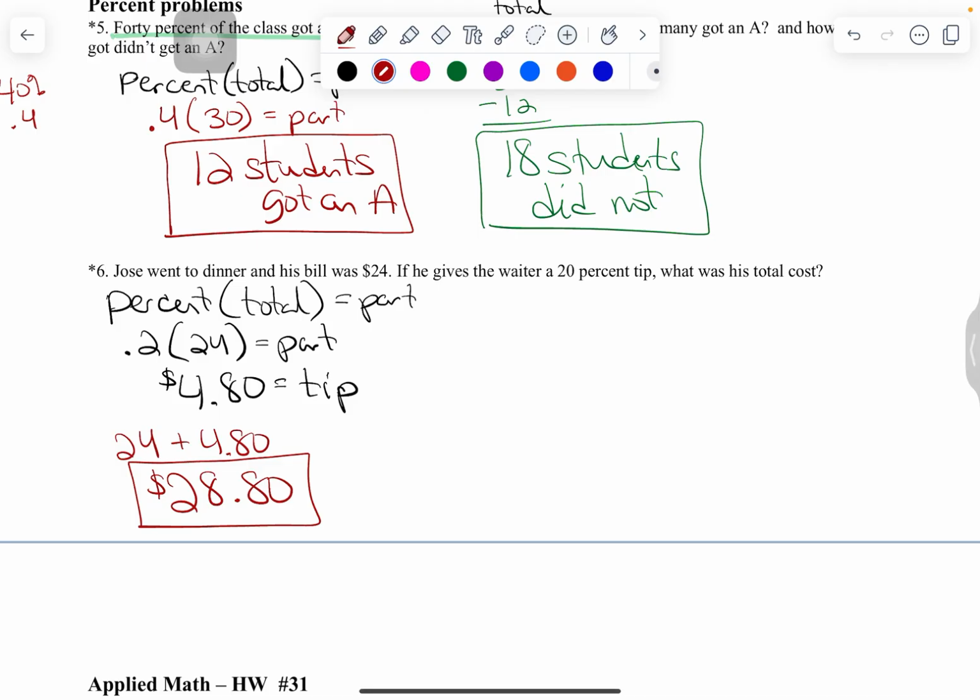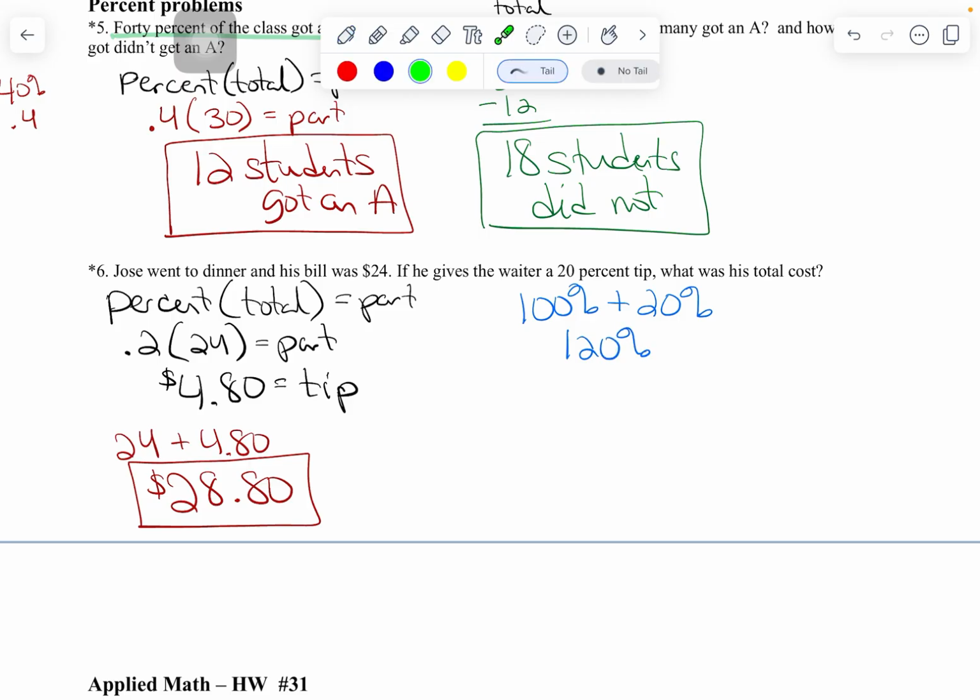The other way to do this is going to change the formula a little bit. I'm still going to do percent times total equals part, but it's going to be a kind of weird situation. Basically, what you want to think about is he has to pay his bill. He has to pay that $24. So that is 100% of what he has to pay. He's got to pay it all. There's no discounts, there's no anything like that. So he's going to pay that 100%. Okay, so 100% plus he is going to give his waiter a 20% tip. So this would be 120%.